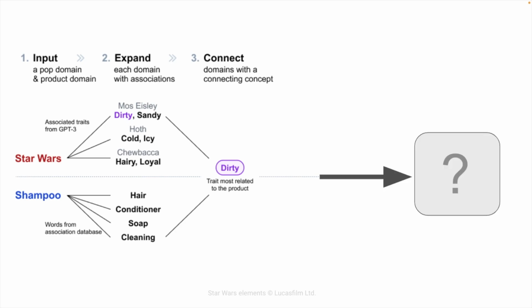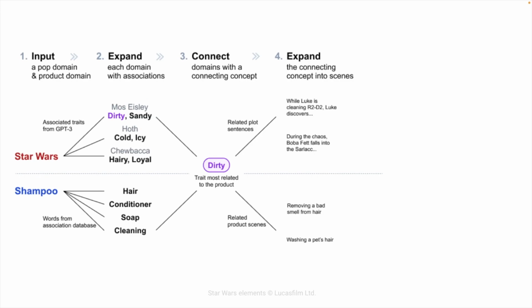Once we have a connecting concept like dirty, we need to find things and images related to the connecting concept that can be blended. To do this, the pipeline first expands the connecting concept into things. It finds Star Wars things related to dirty, such as Luke cleaning R2-D2, and Boba Fett falling into the Sarlacc, and the shampoo things related to dirty, such as removing a bad smell from hair and washing a pet's hair.